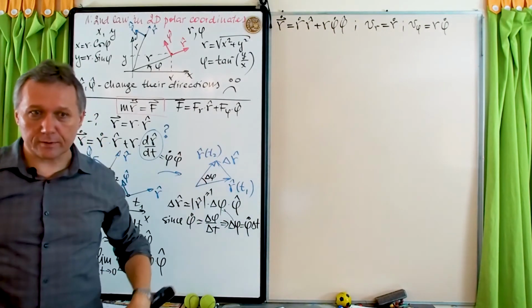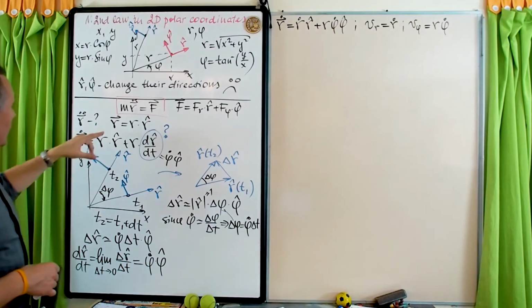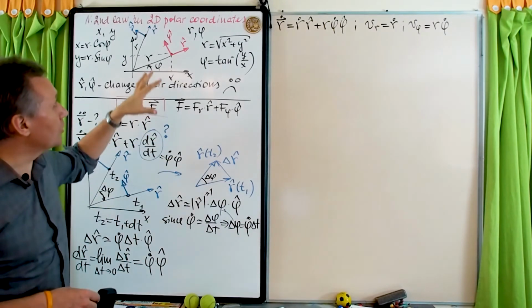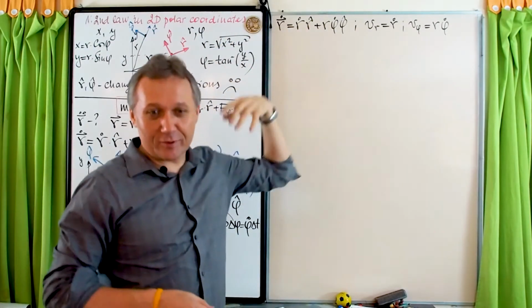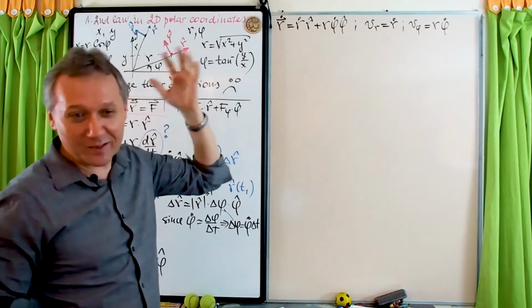So we found velocities. But again, it's not the final goal. The final goal is r double dot. So it means we need to grab this equation and differentiate it one more time with respect to time, right? And now, of course, we'll get a bunch of terms.